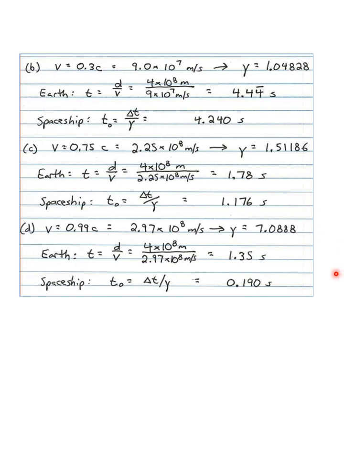Finally, for part D, we're at 99% of the speed of light, which is 2.97 times 10 to the 8th meters per second with a gamma factor of 7.0888. From Earth's point of view, 4 times 10 to the 8th meters divided by 2.97 times 10 to the 8th meters per second, 1.35 seconds. With the gamma correction factor, the spaceship clock reads 0.190 seconds.